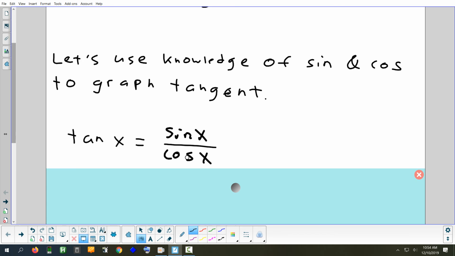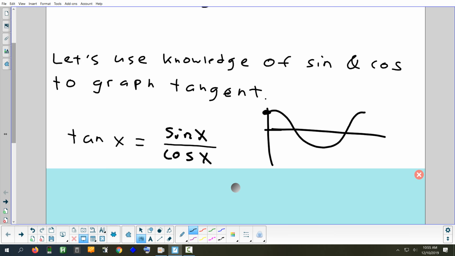Now, let's think about the graph of cosine for a second. Cosine basically looks something like this. Does the graph of cosine ever hit 0? Does it ever cross the x-axis? Yes, it does. Well, if cosine x could equal 0, what would happen in this fraction? You would have undefined. So what that means is you're going to have vertical asymptotes. Tangent has a vertical asymptote everywhere that the cosine is 0.